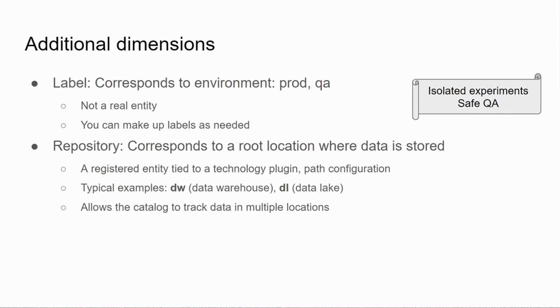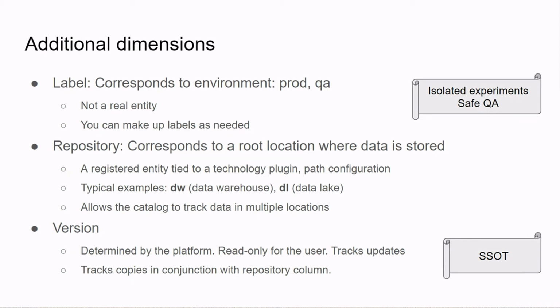The second one is repository. This corresponds to a root location where the data is stored. Now, this one is a registered entity and it is tied to a technology plugin as well as path configuration. Typical examples are a repository for a data warehouse, and a repository for the data lake, and this allows the catalog to track data in multiple locations. Jobs also specify a repository for each input and output. This makes sure that a BigQuery job is not given an S3 path.